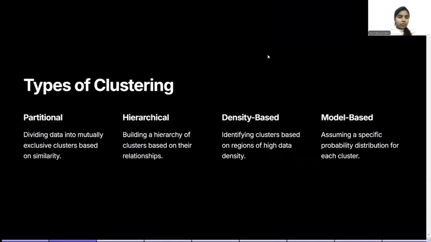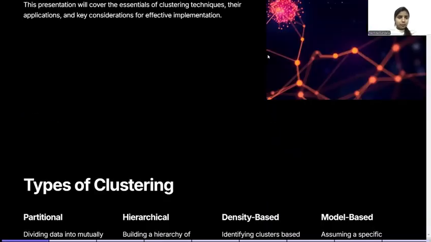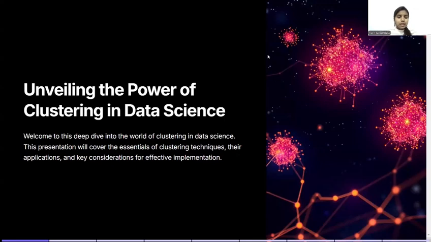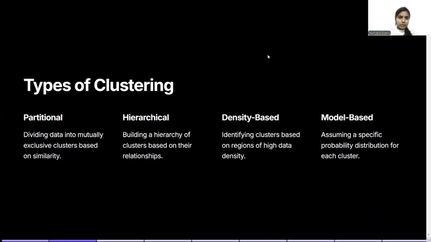So, firstly, we will understand what clustering is. Clustering is all about grouping data into meaningful clusters or groups based on similarities. For example, grouping customers by their buying habits, etc. So, let's understand the types of clustering. It includes partitional, hierarchical, density based, and model based.